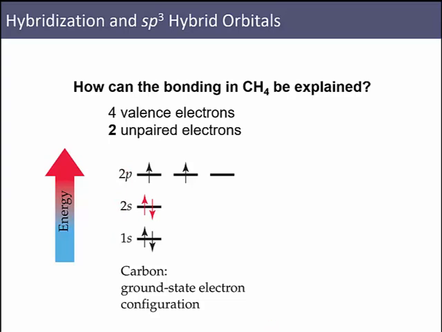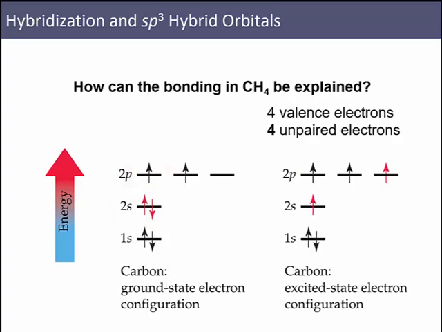So what we're going to do is combine some of our s orbitals and some of our p orbitals together. Right? And now we've got 4 valence electrons and 4 unpaired electrons. So we've kind of combined these and we've kind of promoted them. We're going to move some electrons up there. So now we've got 4 unpaired electrons. But that's not the whole story, right?